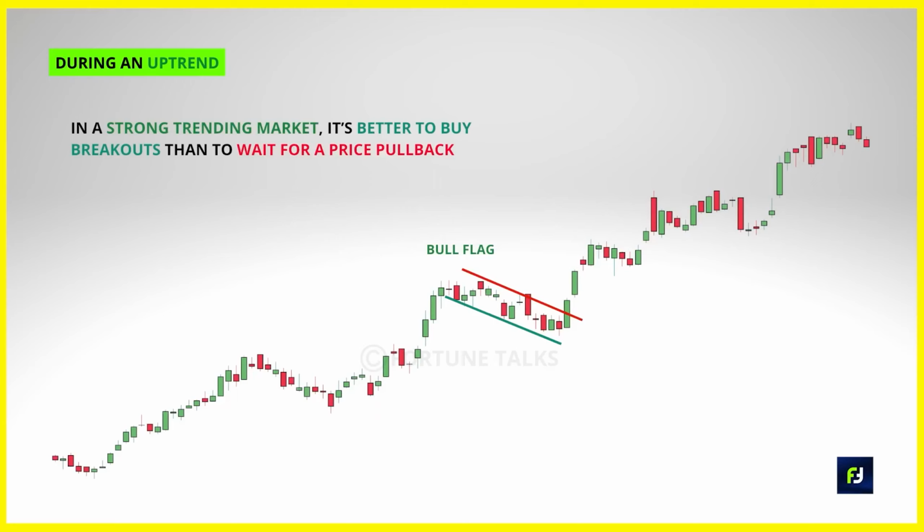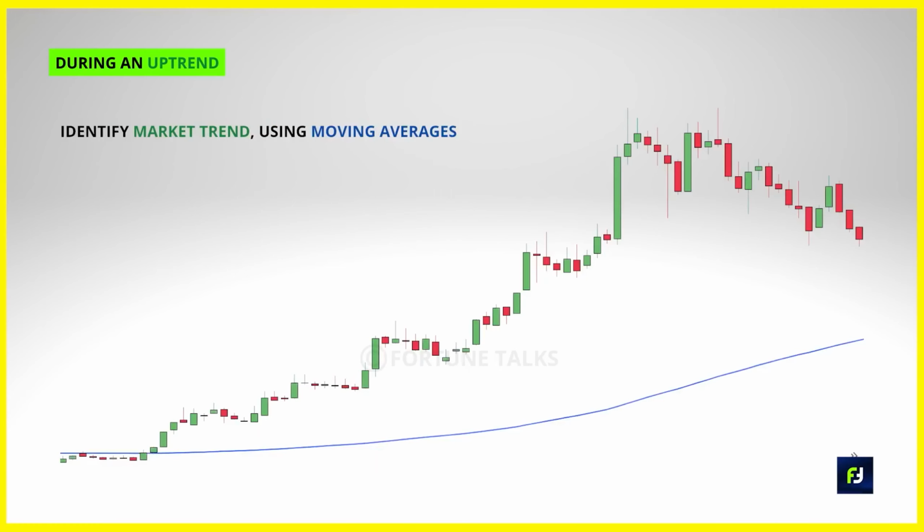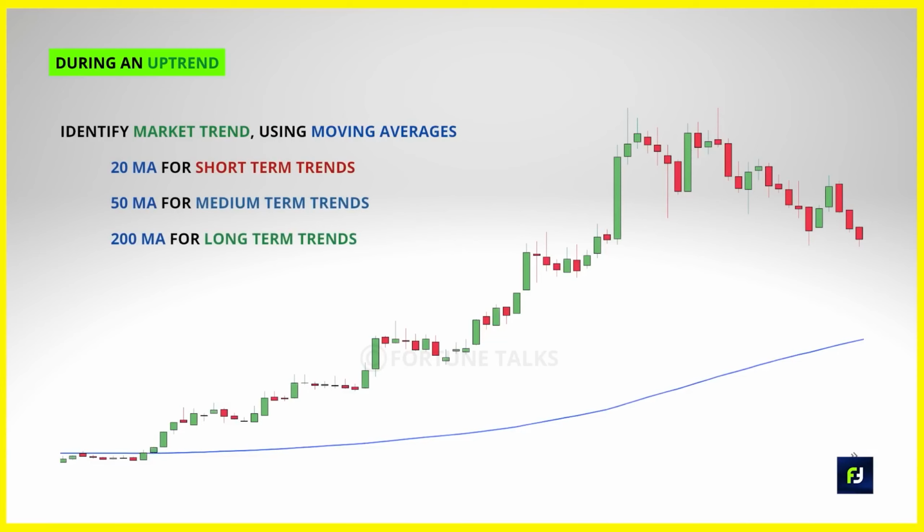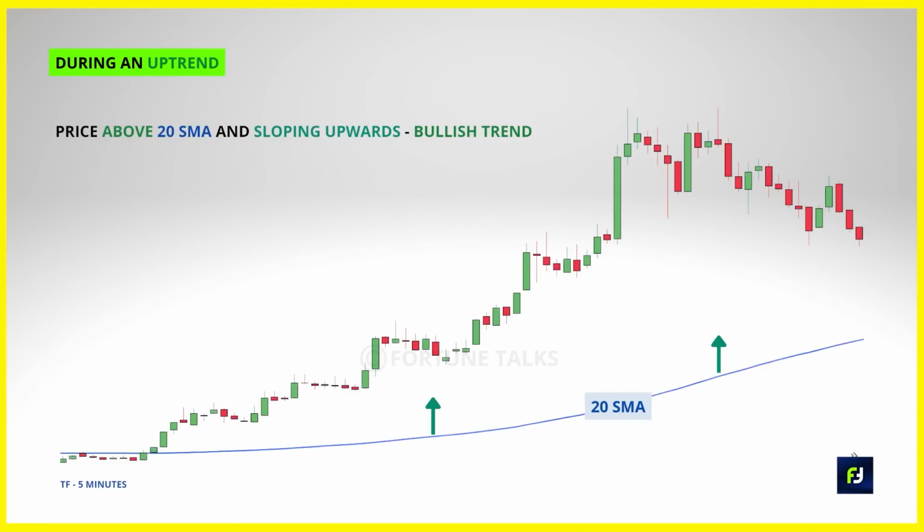Here's how you can trade bull flags in a trending market. Now the first step obviously is to find the market trend. You can look for a strong trending market with the use of moving averages. For example, for short-term trades, you can make use of a 20 simple moving average, and for swing or positional trading purposes, you can make use of 50 or 200 period moving averages. Now, for this case, let us consider a 20 moving average.